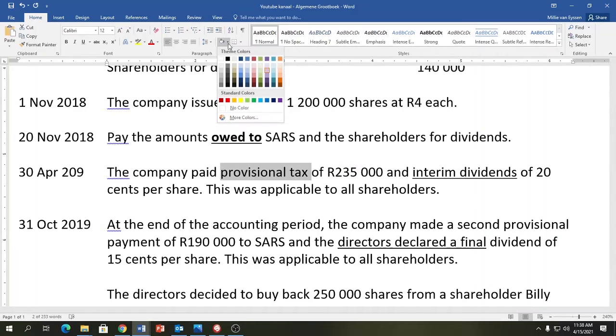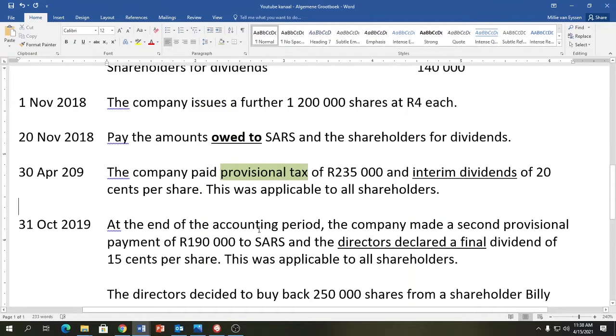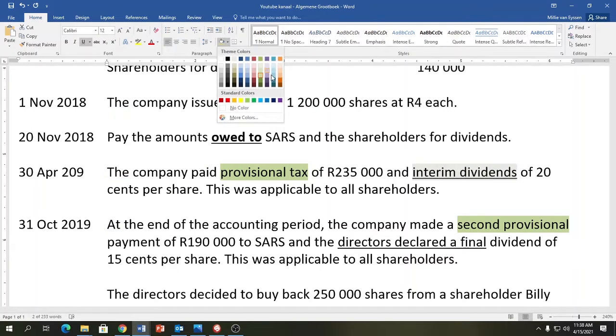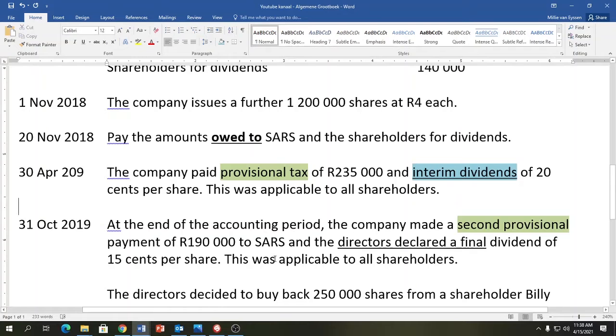Okay. On the 30th of April, the company will pay provisional tax. Now with provisional tax, it's very important to take note that you will be paying this twice. That's your first payment, and later during the year we've got our second tax payment. We'll always make two. And on this same day, we will be paying interim dividends. Dividends is also paid twice. Interim dividends, more or less halfway during the year, and then the directors will declare a final dividend at the end of the year. Also two entries.